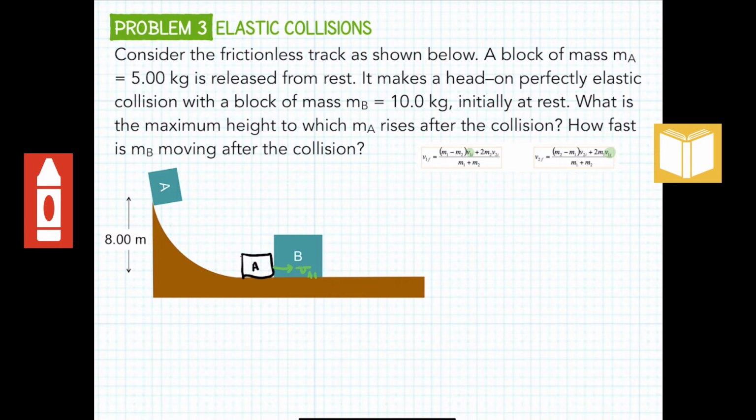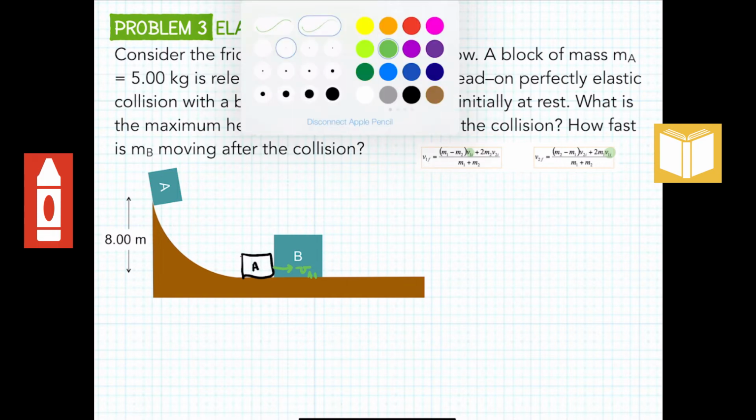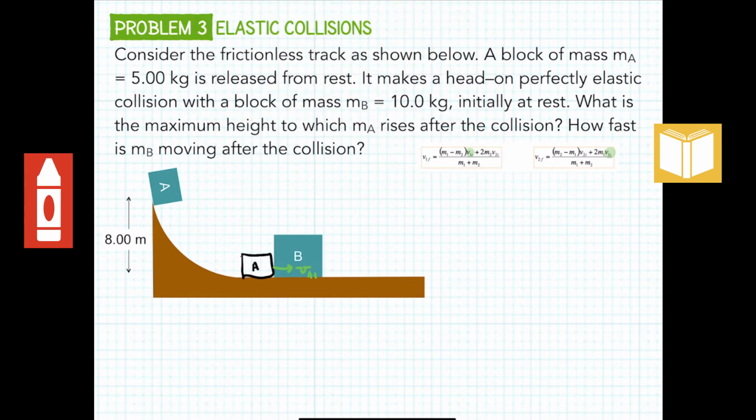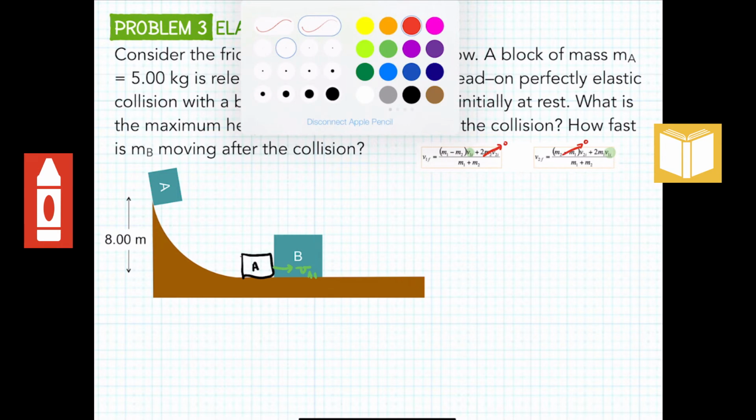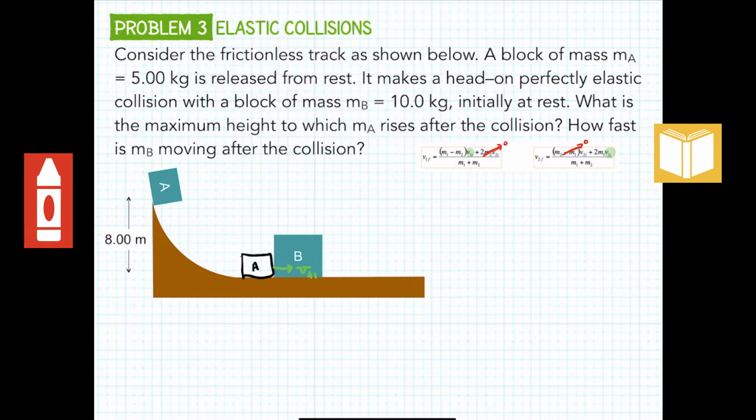So what's V2 initial? What's the initial speed of B? Zero. So all of these guys, anytime you see V2 initial, this is 0 and this is 0. Okay? So now we've got a much simpler version of these equations, and that's usually what happens in these situations: you're not going to end up using all of this equation. Okay? So just to start out with, for part 1, this is conservation of energy.